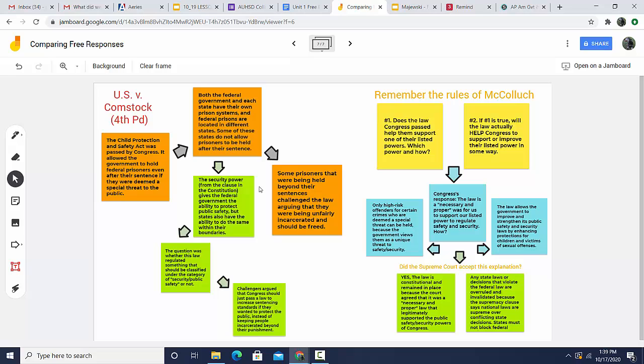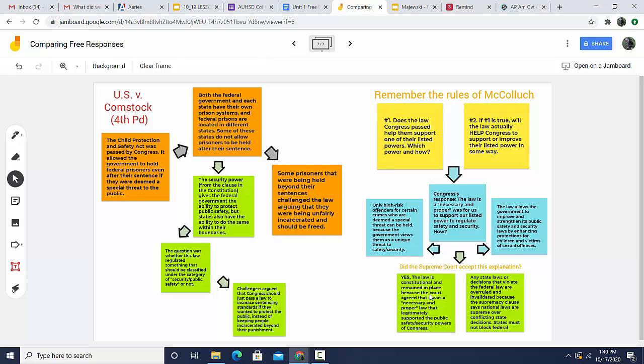Well, let's remember the rules of McCulloch and apply them to Comstock. So does the law support a listed power of Congress? Which one and how? And does it actually support or improve that power? Well, Congress's response is that this is a necessary and proper way to support our listed power to regulate safety and security. How? Only high-risk offenders for certain crimes who are deemed a special threat can be held, because the government views them as a unique threat to security and safety. And obviously that would mean the law would allow the government to improve and strengthen its safety and security laws, right?